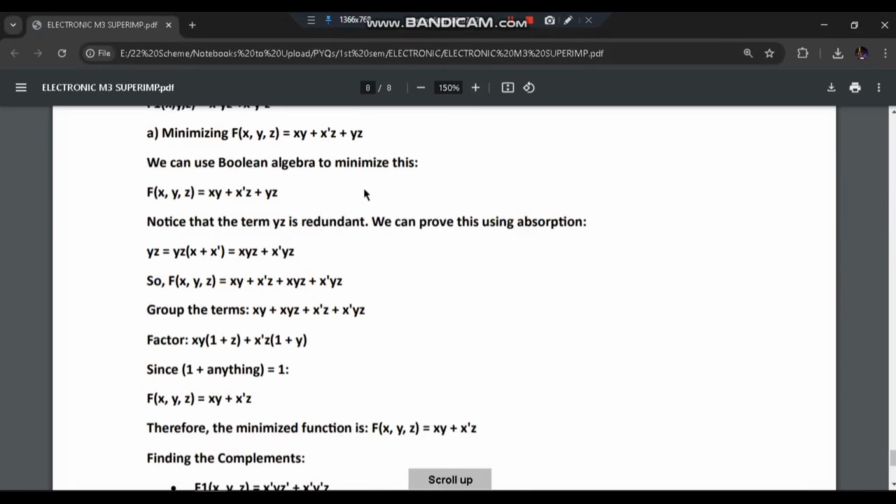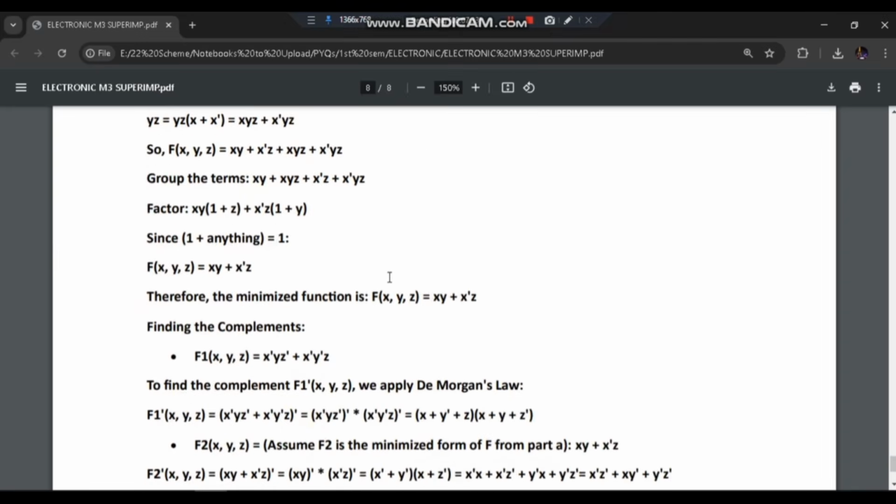So we just remove this term, right? This yz was here, we just remove that term because that is a redundant one. Okay, so the final minimized function is xy plus x bar z. This is the f2. This will be used in the next function.